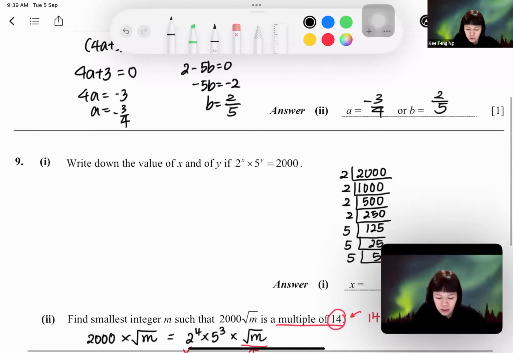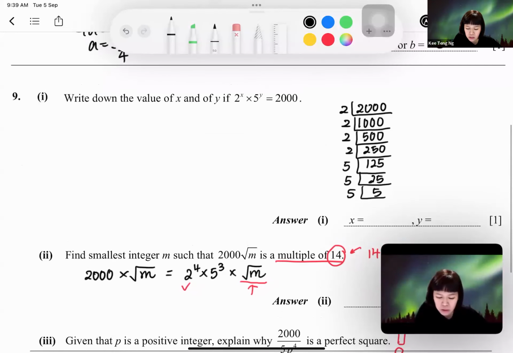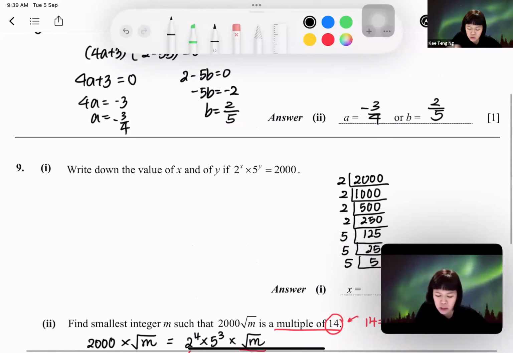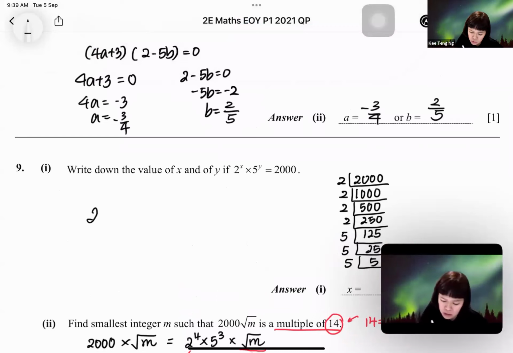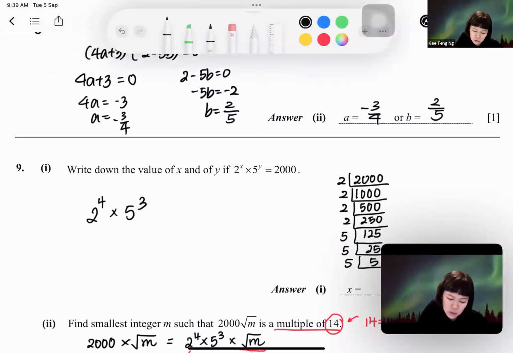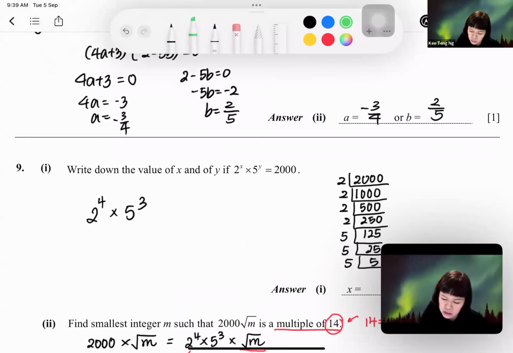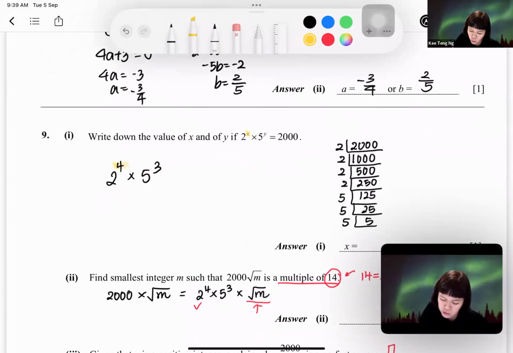Okay, next part of the question, write down the value of this. This one is straightforward, easy. You just need to do prime factorization. From here, I get the answer. 2000 is 2 to the power of 4 times 5 to the power of 3. They say write down the value of x. x is just the power, so x will be the number 4. And y is also just the power, so y will be the number 3. Simple, straightforward.